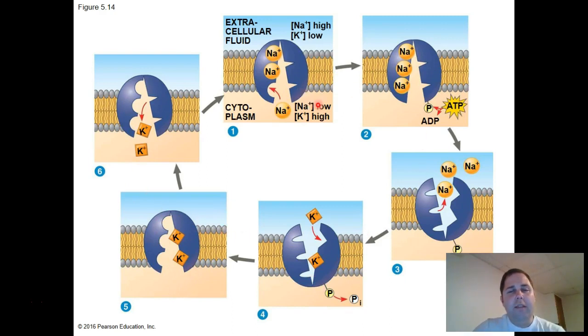The goal of this is that we're constantly using ATP to push sodium out into the high concentration and push potassium in where it has a high concentration. Both of these are against the concentration gradient and consequently require energy.